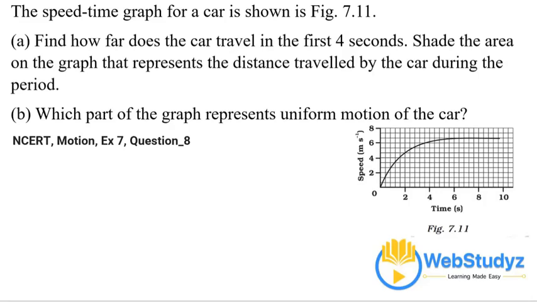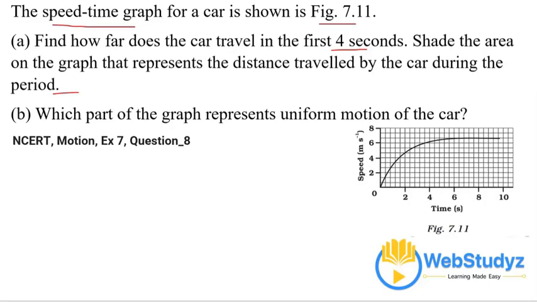So students, let's read the given question. The speed time graph for a car is shown in figure 7.11. Find how far does the car travel in the first 4 seconds. Shade the area on the graph that represents the distance traveled by the car during the period. And B part is which part of the graph represents the uniform motion of the car.